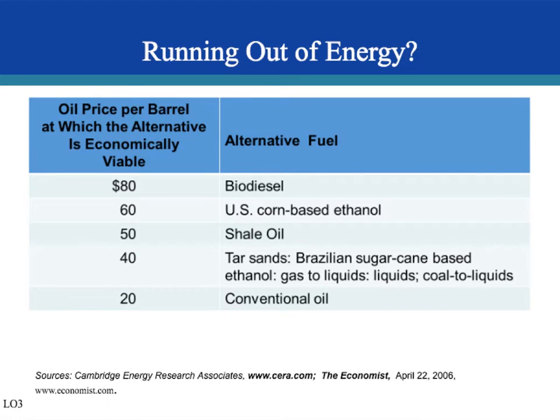So conventional oil is cheapest. It's economically viable at $20 a barrel. By economically viable, it means that the cost of producing the oil will be less than the revenue that the oil will bring in. So at $40 a barrel, it is profitable for companies to use tar sands and use it as ethanol here. At $50 a barrel, it is profitable for companies to then exploit shale oil and sell it, and so on. You can see that biodiesel is the most expensive here.